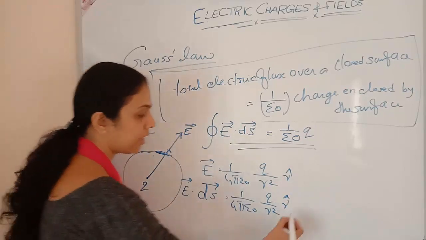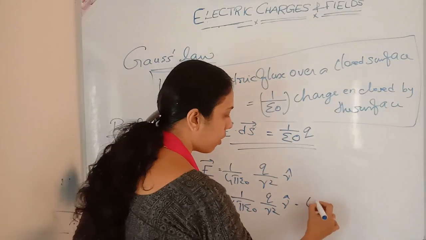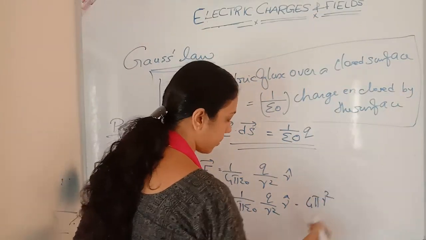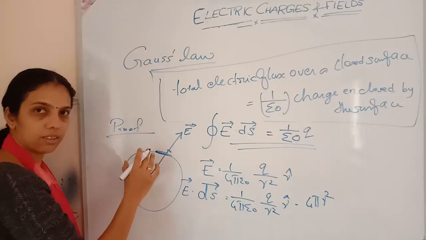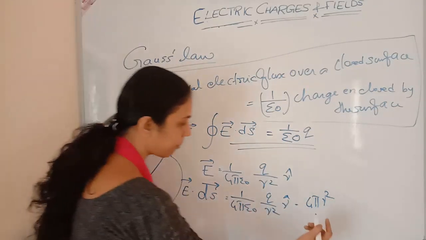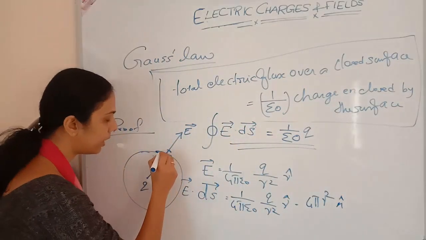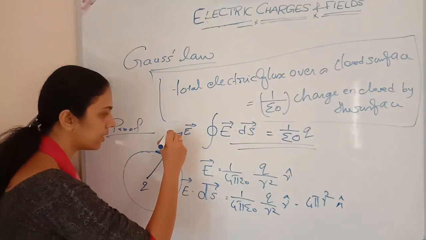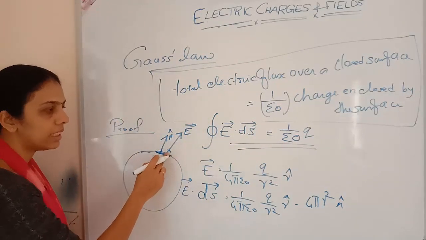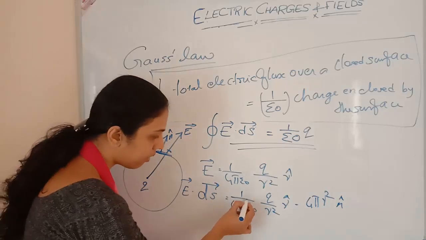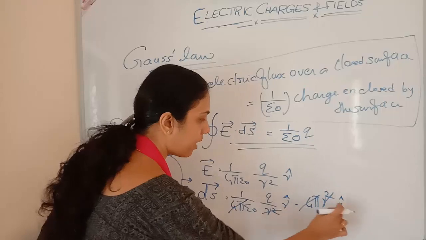Into vector r dot. What is ds here? ds will be equal to 4 pi r square. 4 pi r square is the surface area of the sphere. Okay, 4 pi r square into unit vector n. n will be acting perpendicular to the surface. Right, it is acting perpendicular to the surface. E will be acting like this. Here 4 pi r square r dot n.